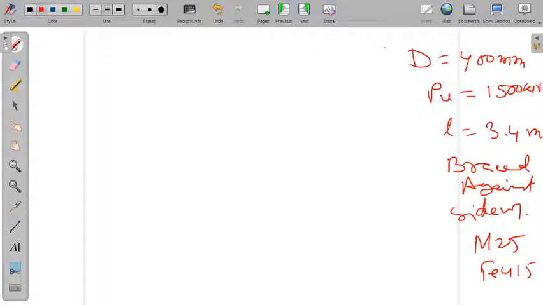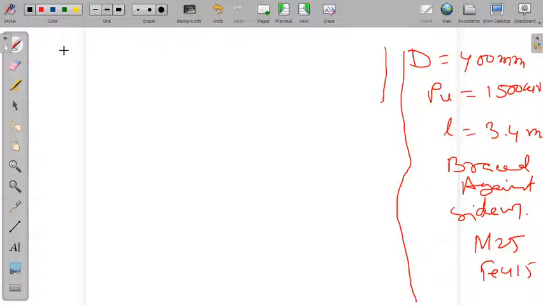Right now only one thing is known to us, that it is braced against sideway. That means this effective length ratio could be maximum of 1. It cannot be more than 1. So let us start with the solution first. First, what we have to do? We have to check whether it is a long column or short column.